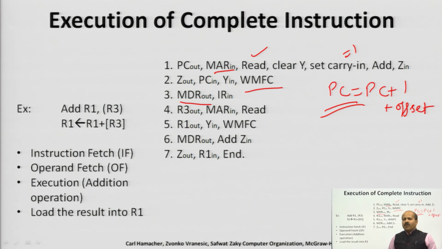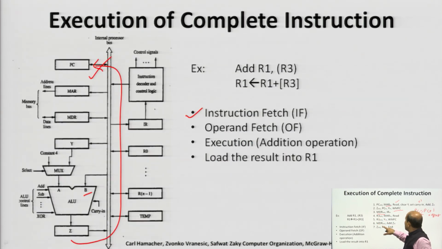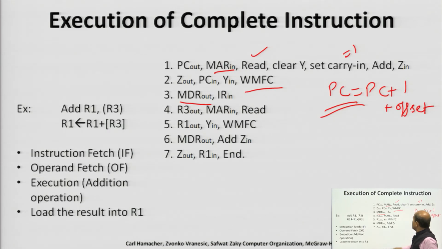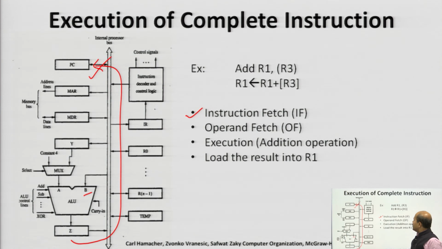Now, the instruction will be decoded and there is a requirement of another operand, so that operand will also be fetched. The address is given in R3. So, R3 out, MAR in and read operation. In the same way, we will perform the fetch from the memory location whose address is given in R3, and in parallel to that we can transfer the second operand to the Y register.